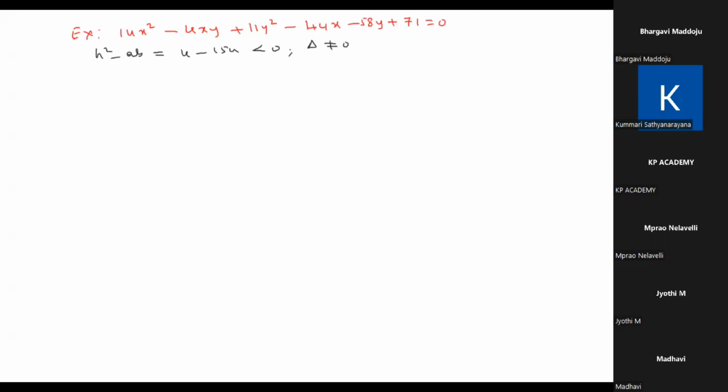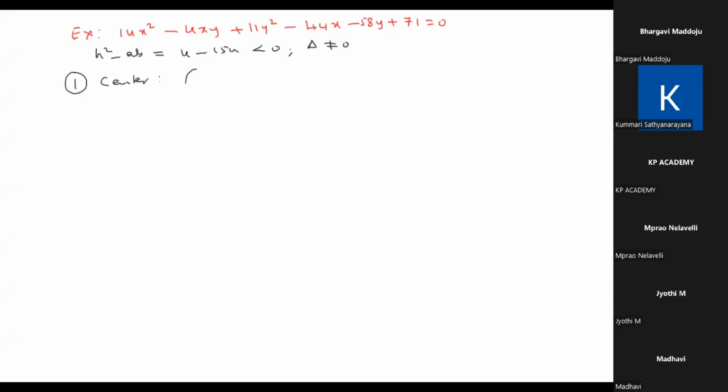First, find out the center. We have to find the center, right? So that is (hf minus bg) by (ab minus h square), (gh minus af) by (ab minus h square). That way you can find it, right? The first point is the center.